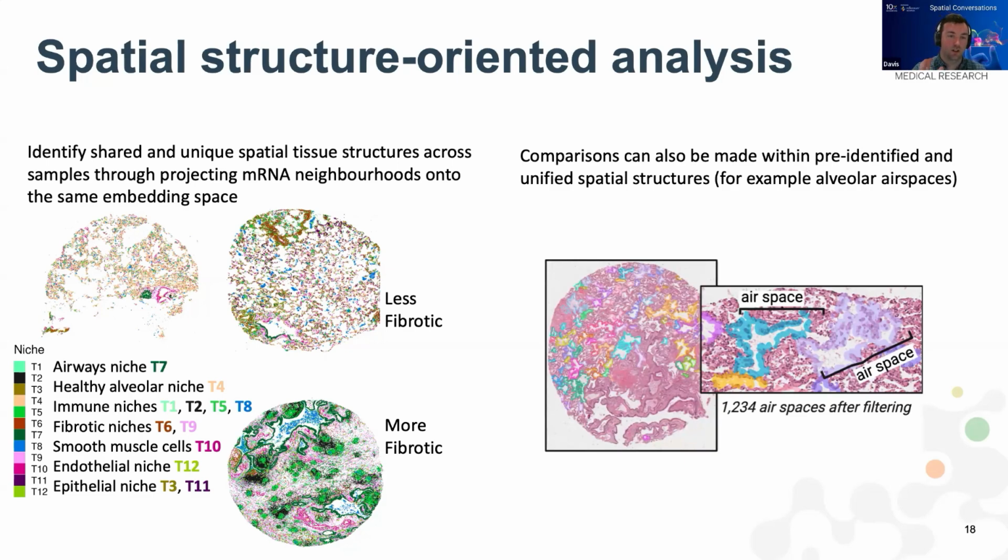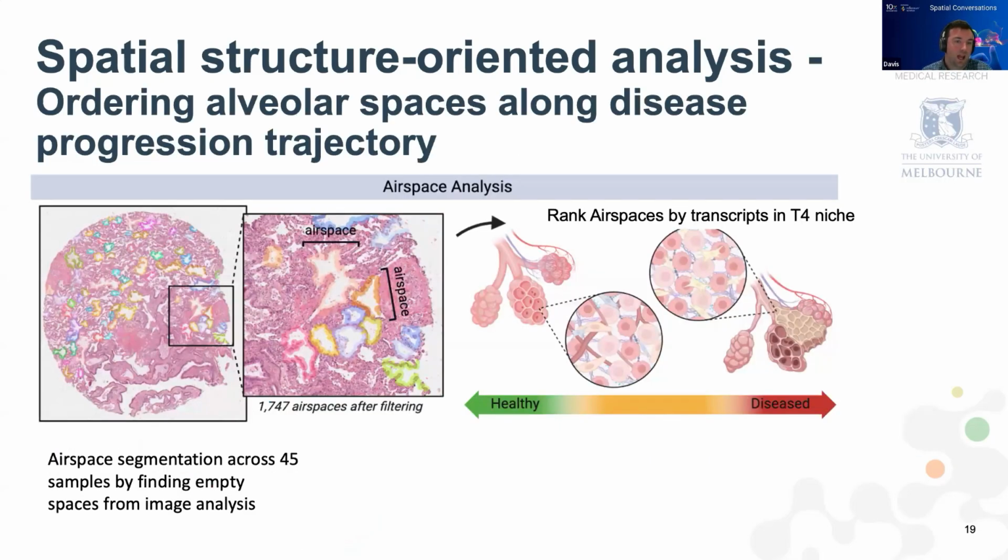And so using some more machine learning approaches, John Cropsky's team identified the air spaces, and then we characterized each of the observed air spaces by the transcripts in the cells that lined the airspace. And so again, we had a new way to define the molecular state of these particular structures that we could then compare across the different samples. And so across all the samples, we identified all of those air spaces, and then we ranked them by the proportion of transcripts that were in that T4 niche. So that was the healthy alveolar niche.